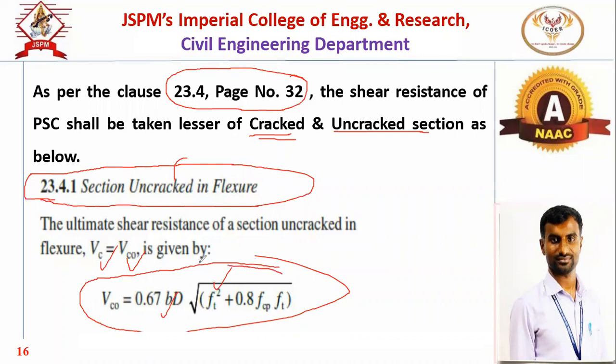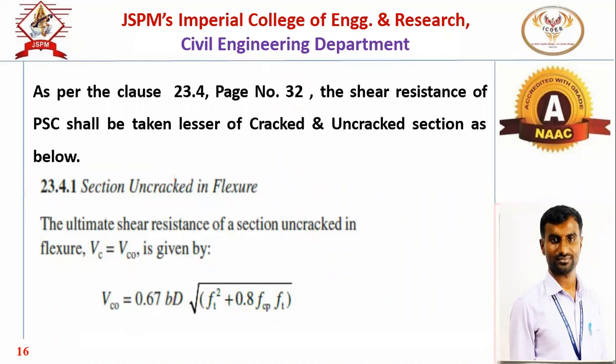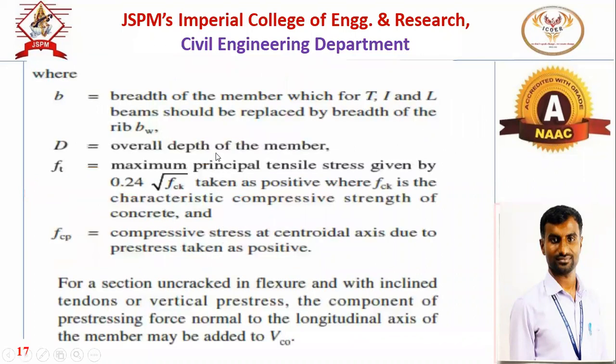Now this is the combination of the principal stresses. Okay, this is the combination for the principal stresses. This is the particular formula. Now in this formula, what are the different terms? b is the term, and that will be the width of the member. It may be for T and L. Okay. Then D is the overall depth of the member.